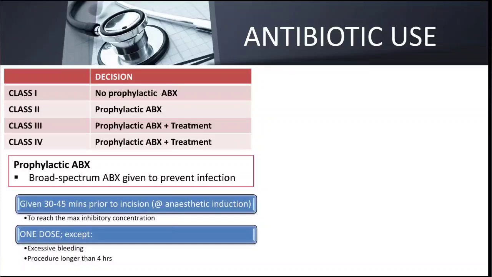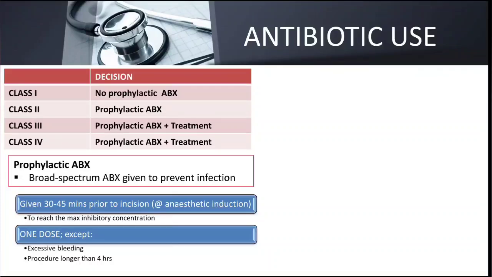There are two things which are very important. First one, when do you give the prophylactic antibiotics, right? So, you give 30 to 45 minutes prior to the incision. That is, you can give it at anesthetic induction. So why do we have to do it a little earlier? This is because we want the antibiotics to reach the maximum inhibitory concentration.